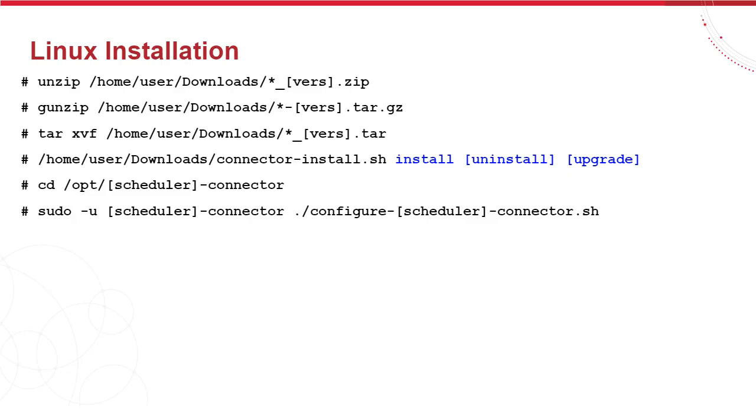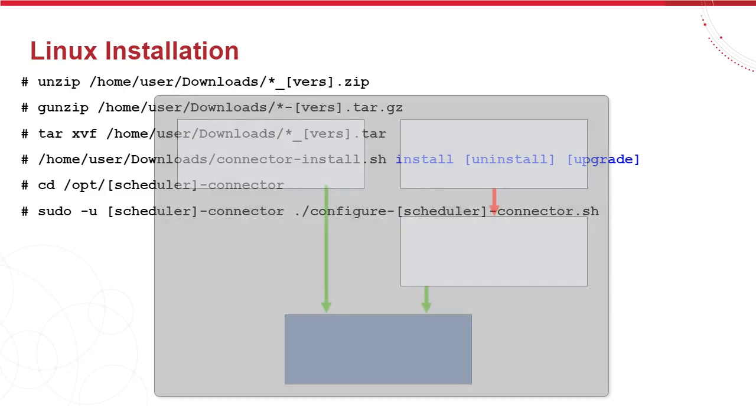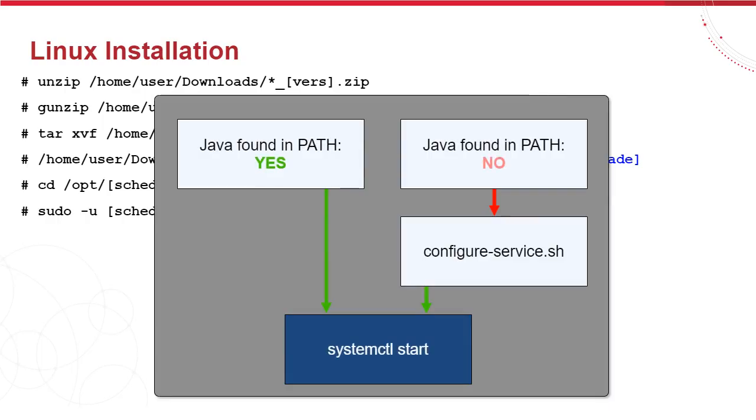The script contains the same prompts we saw earlier. If Java is accurately set in the user path, then the script simply completes and you can skip the next step. If not, you are prompted for the full path of the Java command. Only then can the script execute and complete. At the end, you are instructed to execute the service configuration script. This is the next step which you should only execute if you were prompted for Java.